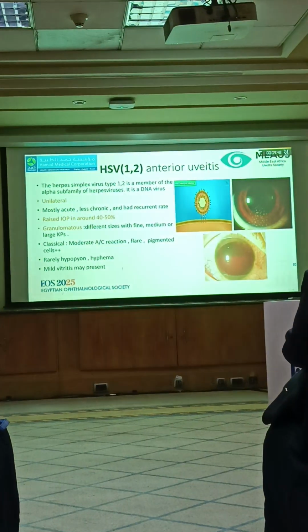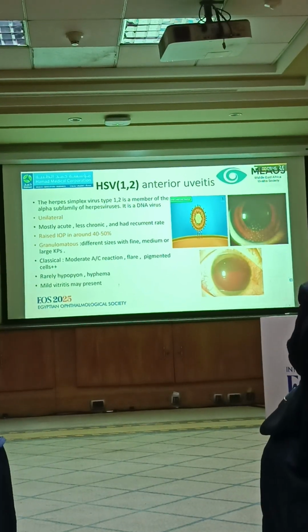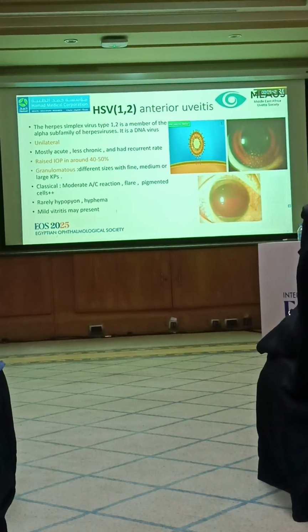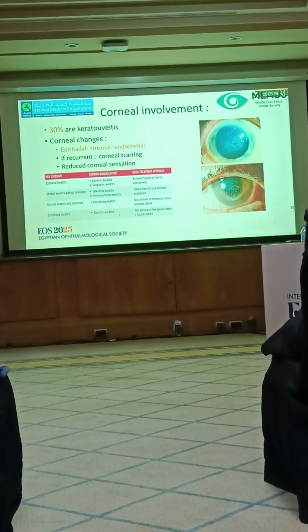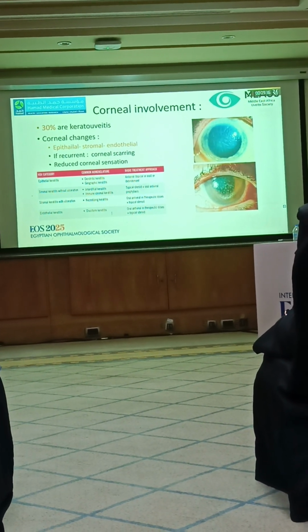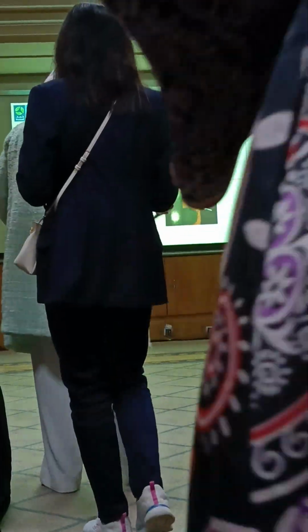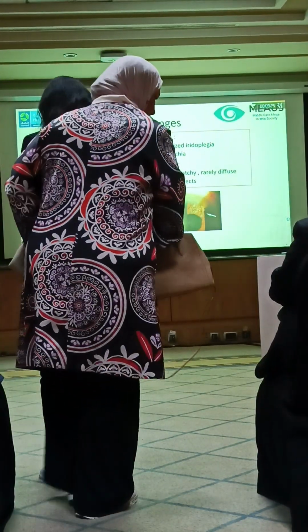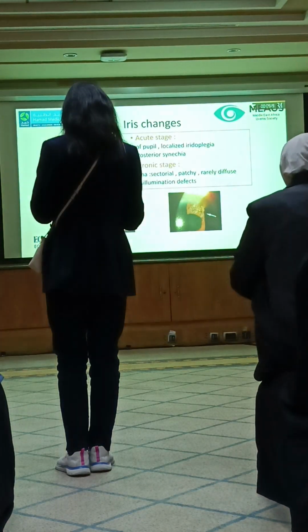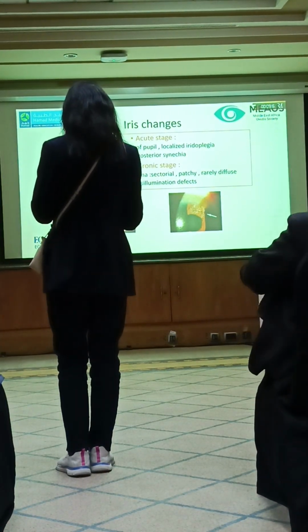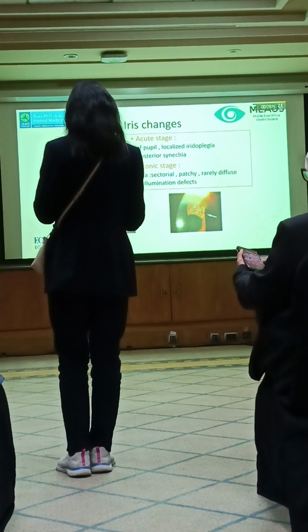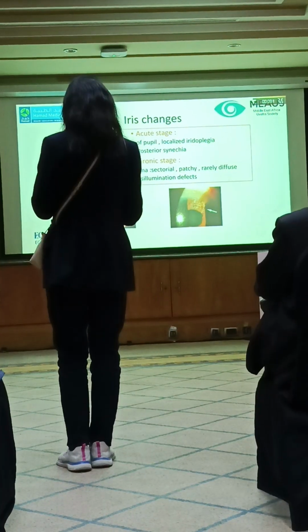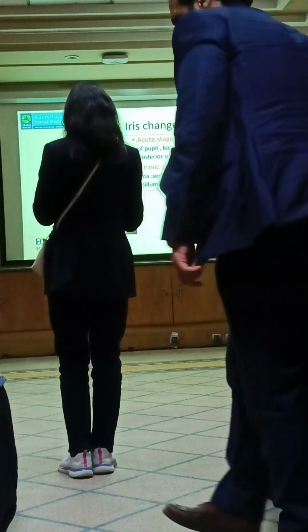In herpes simplex, the uveitis is usually unilateral with raised IOP in most of the cases, with granulomatous KPs. Mostly it is associated with keratouveitis in multiple forms: epithelial, stromal, endothelial. The iris changes in the acute stage are a bit different from the chronic stage. You may notice flattening of the iris and localized iridoplegia before the appearance of iris atrophy. Later, iris atrophy becomes the dominant form.